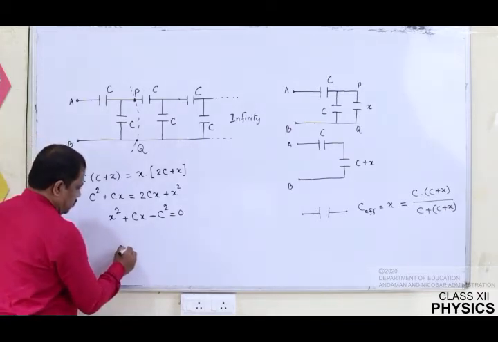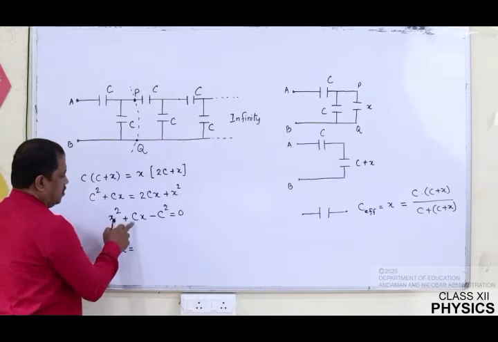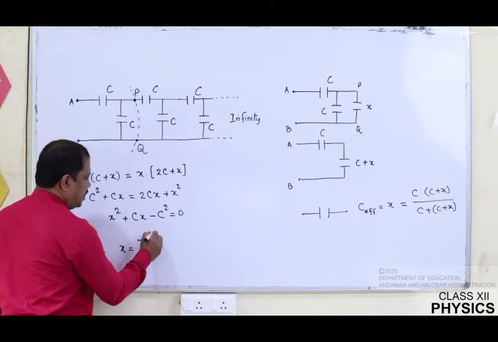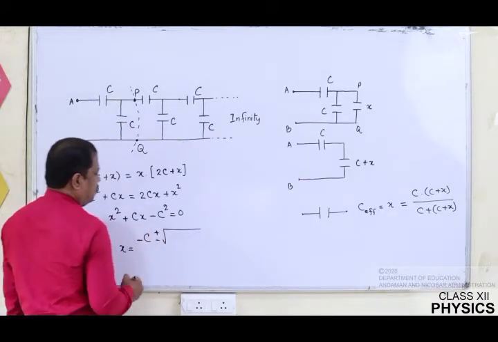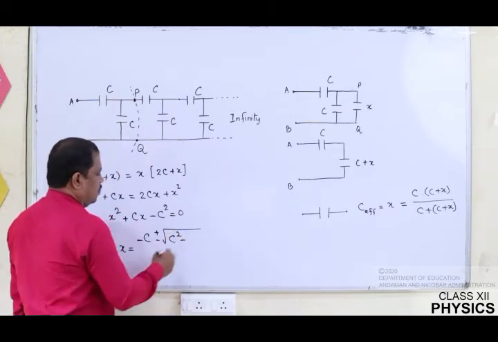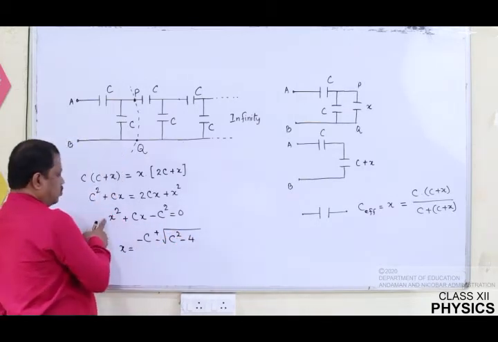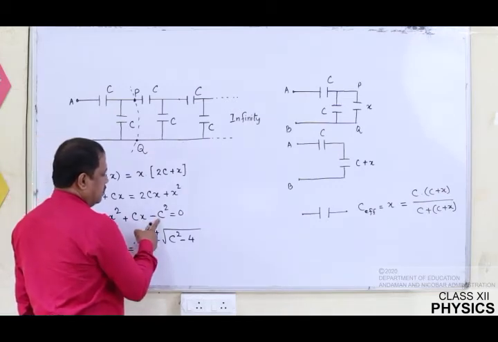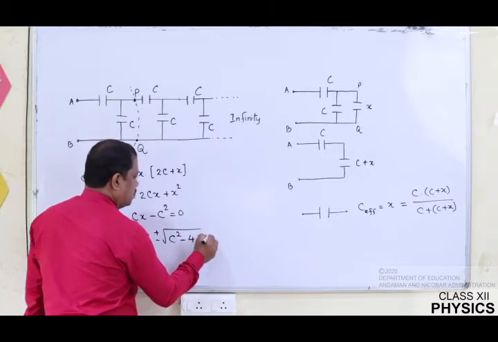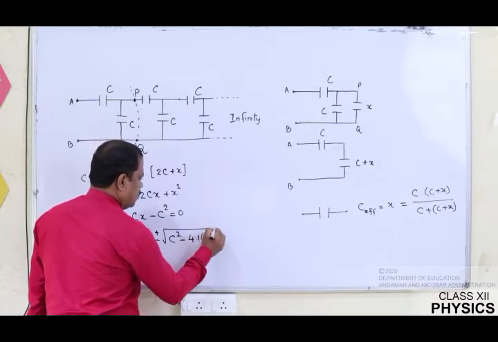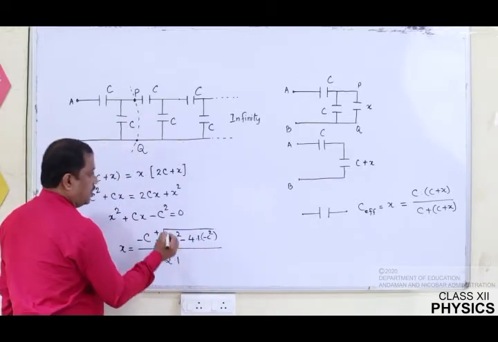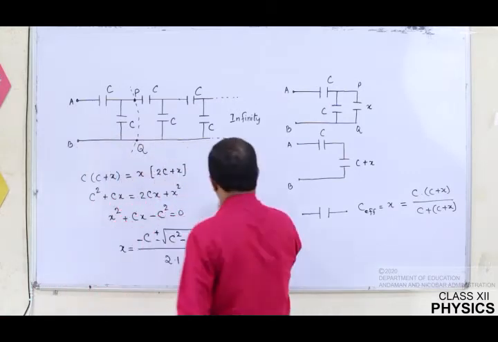X is equal to minus B. So B is C for me. So minus B plus or minus root of B square. So it is C square, B square minus 4 times A. A is 1 and C, 4AC. So 4AC is minus C square upon 2 times A, A is 1, so 2 times 1.